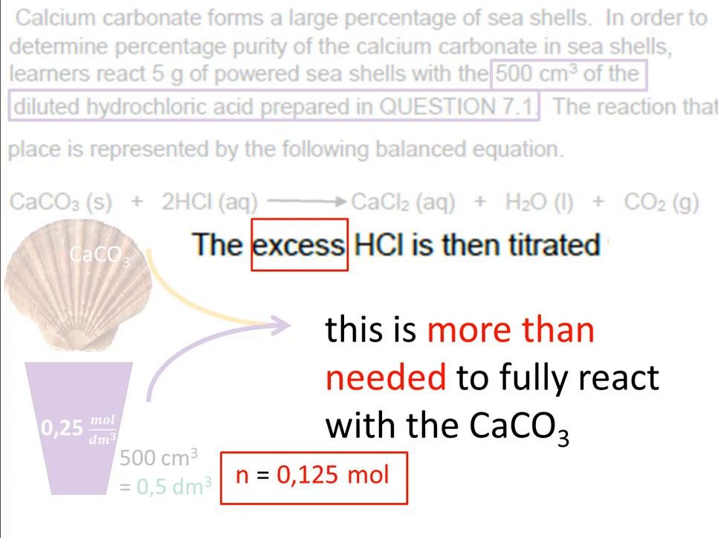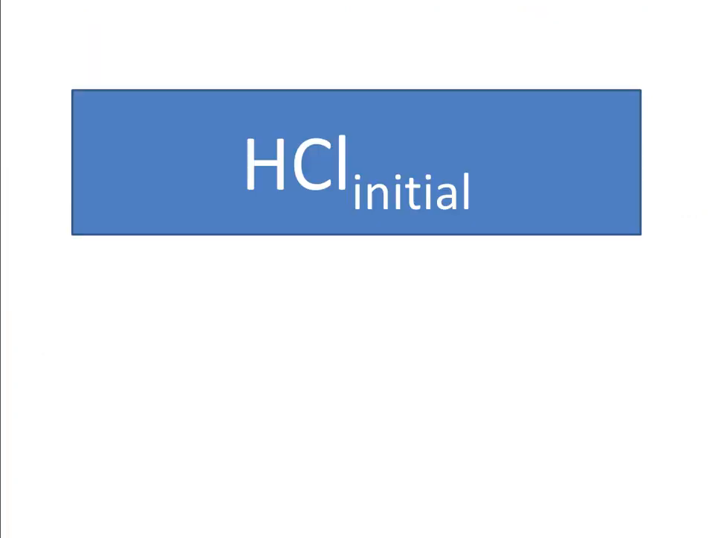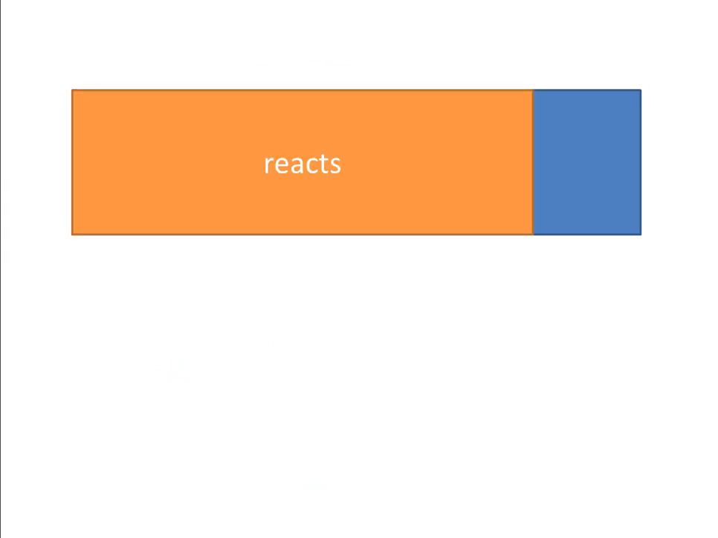So now we know that 0,125 moles of HCl is more than enough to react with whatever mass of calcium carbonate is in the shell. So we start with an initial amount of HCl. Some of this is needed to fully react with the calcium carbonate in the shell sample, but there is more than enough HCl for this, so some is left over at the end. That which is left over at the end is what we call excess.